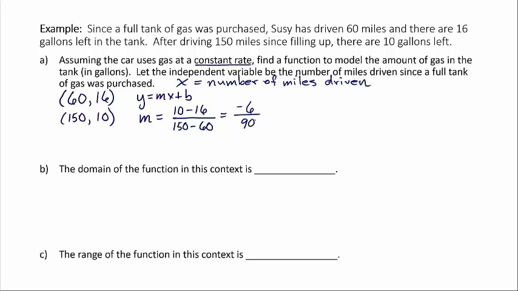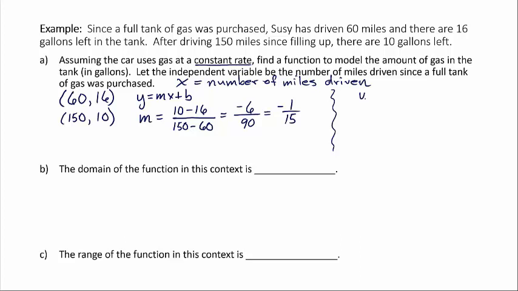Okay. Let's see, does that reduce? 6 goes into 90 15 times. Yeah. Okay, so our slope is negative 1/15. It makes sense that the slope is negative, right? Because the number of gallons of gas is decreasing as you drive, right?